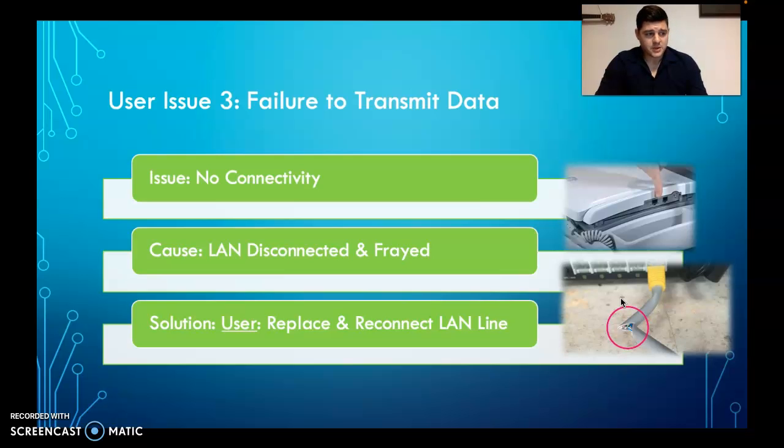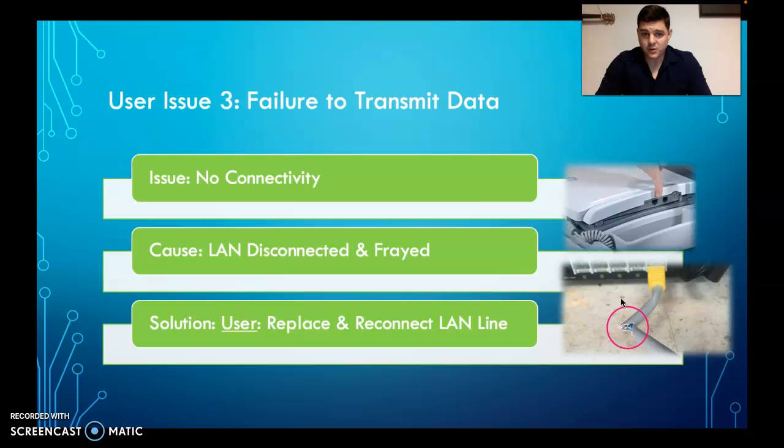So the plan to solve the problem is very simple. The user needs to replace that damaged LAN cable and then reconnect that LAN line back into the unit, and then retry the connectivity and submit that data. LAN cables are very common materials in the hospital setting. There's a stockpile of these within the ward's units, so there's no need to order these, and this is a very simple plug and play.